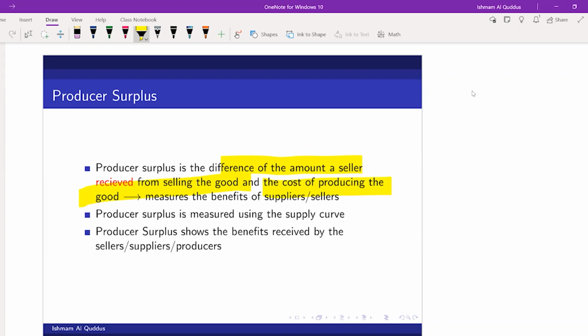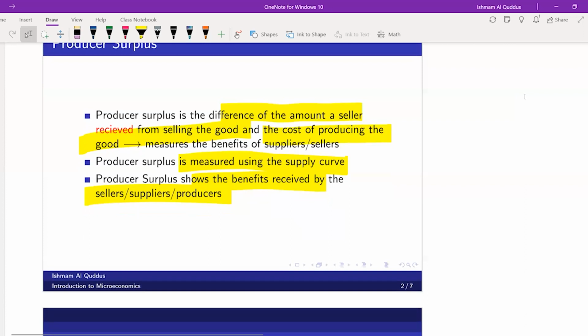Producer surplus can also be measured using the supply curve, just as we have shown how we use the demand curve to illustrate the consumer surplus. So producer surplus shows the benefits received by the sellers, or suppliers, or producers. These are the same things.